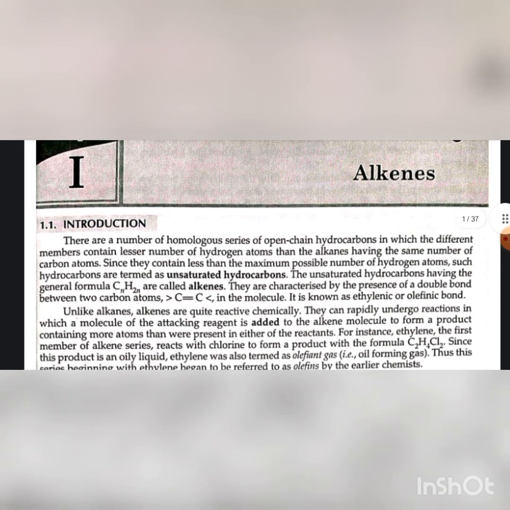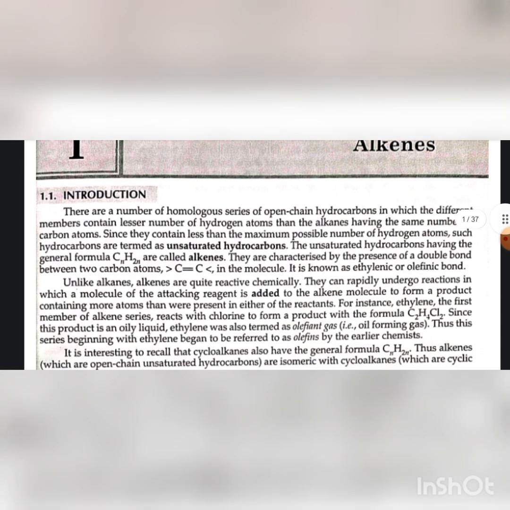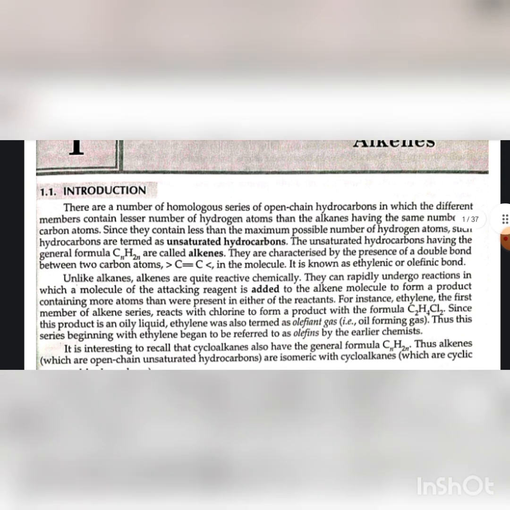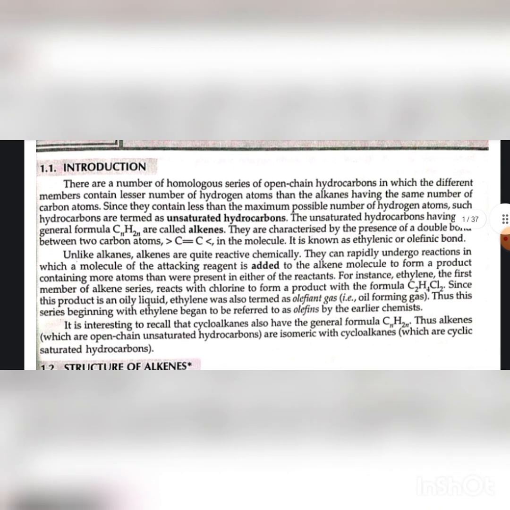First, introduction. There are a number of homologous series of open chain hydrocarbons in which the different members contain lesser number of hydrogen atoms than the alkanes, having the same number of carbon atoms. Since they contain less than the maximum possible number of hydrogen atoms, such hydrocarbons are termed as unsaturated hydrocarbons. The unsaturated hydrocarbons having the general formula CnH2n are called alkenes.